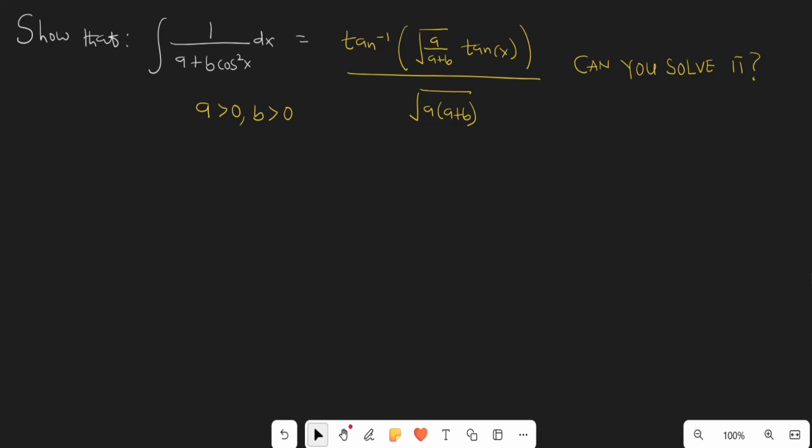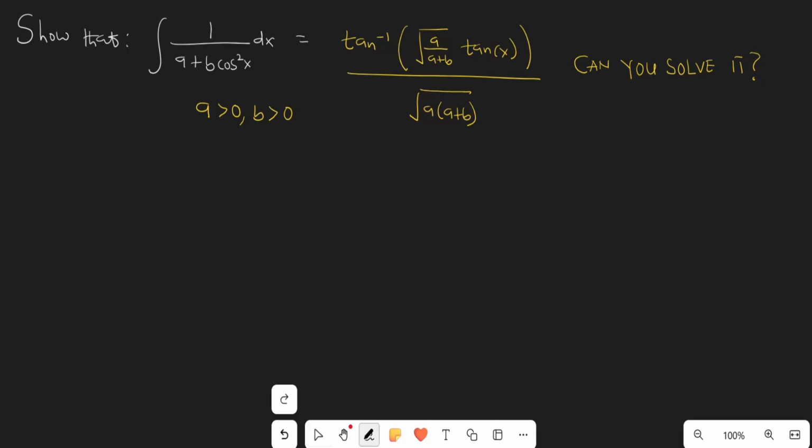In this video, we are asked to show that the integral of 1 divided by (a plus b cosine of x) squared dx is equal to this guy. So we are asked to prove that this integral is equal to the answer on the right hand side. And the condition is that a and b are both greater than 0, that are positive values. So I'm going to solve this one using a very important substitution, which will be important in evaluating trig integrals.